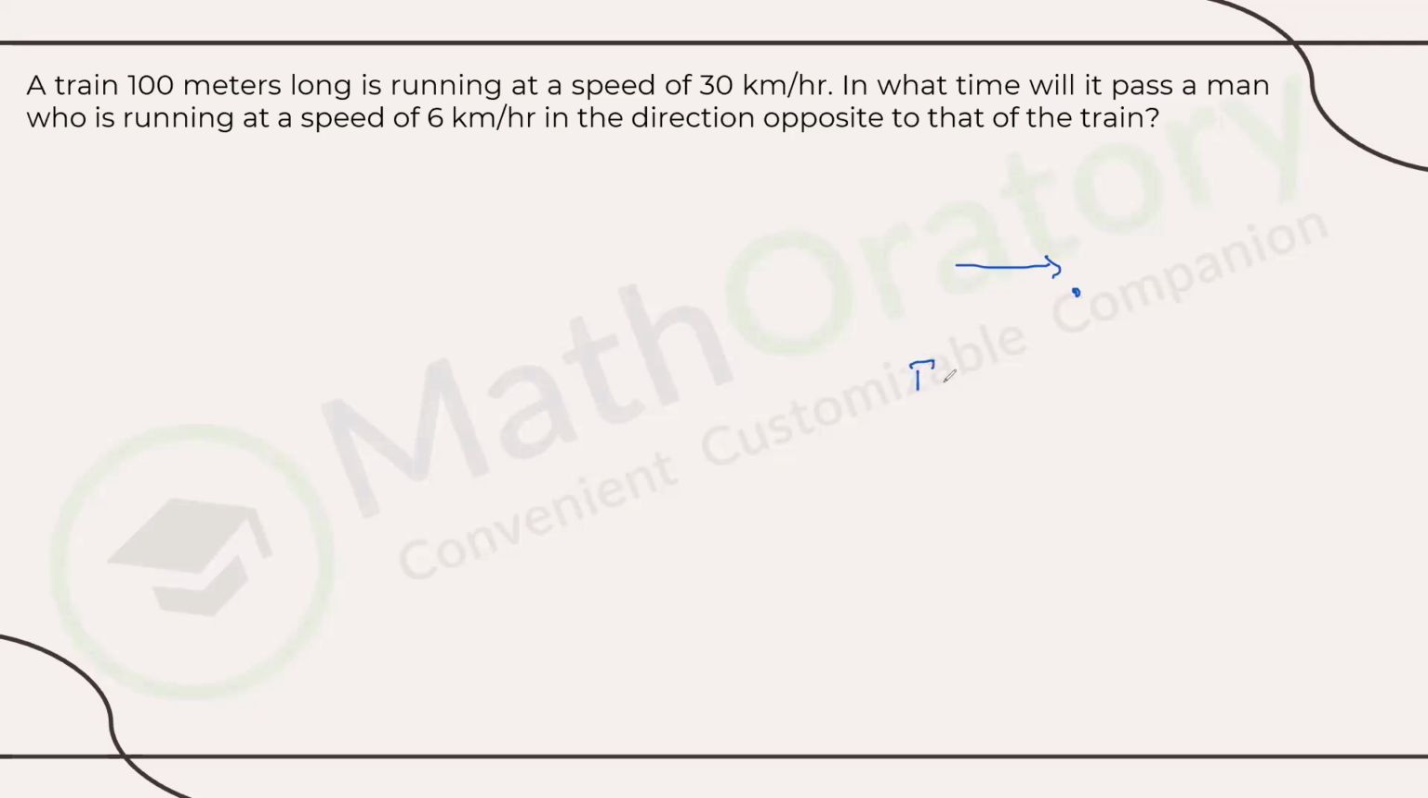So in this case, the relative distance would be 100 meters. What I mean by relative distance is the train is not actually traveling 100 meters. It is traveling 100 meters with respect to the man. So it's covering 100 meters with respect to the man, with the train traveling with a speed of 30 km per hour and the man traveling with a speed of 6 km per hour in the direction opposite to that of the train. So when it is moving opposite, the train is covering 30 km every hour and the man is covering 6 km every hour. So every hour, the gap between these two should reduce by 36 kilometers. So the relative speed would be 36 km per hour.